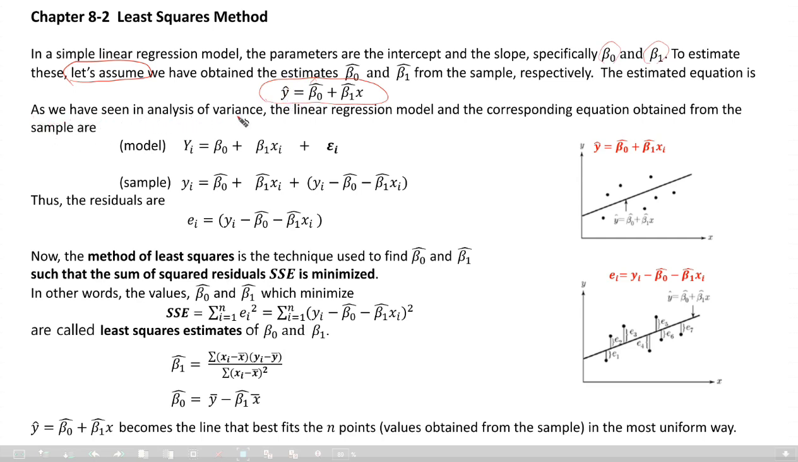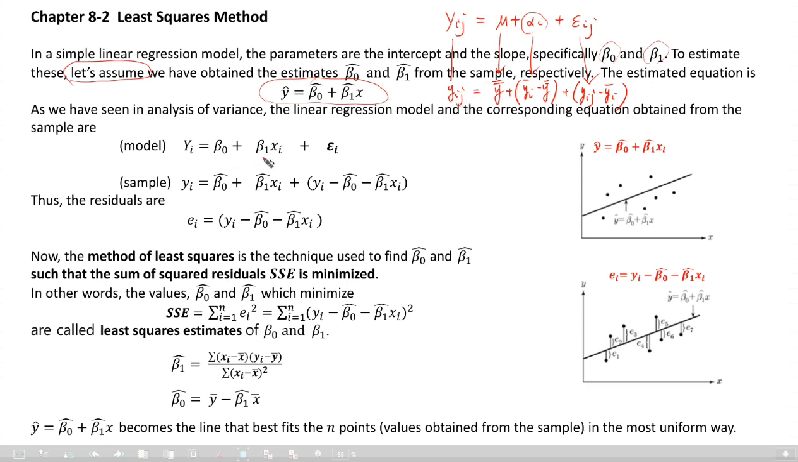As we have seen in ANOVA, the linear regression model and the corresponding equation obtained from the sample are like this. You remember ANOVA? The Yij model is mu plus alpha i plus epsilon ij. That is the theoretical model. But from the sample, in reality, Yij equals Y double bar, which is for mu, and alpha i is the ith treatment effect, so Yi bar minus Y double bar, plus Yij minus Yi bar. That is what is called the residual. This is the realized value for the error epsilon. At that time, we moved the term Y double bar to the left and took the square summation, something like that.